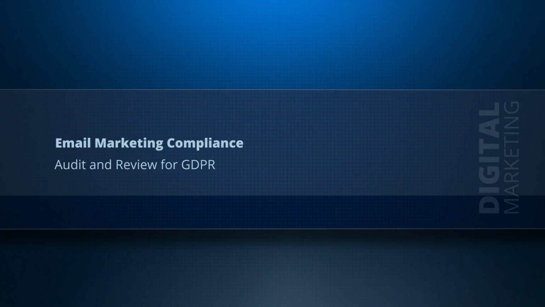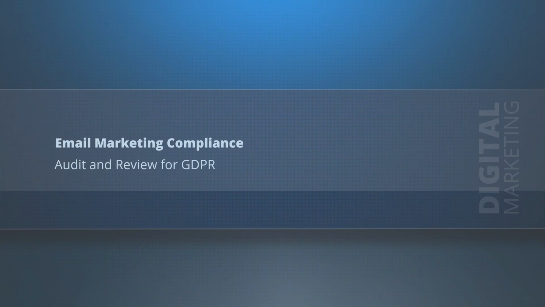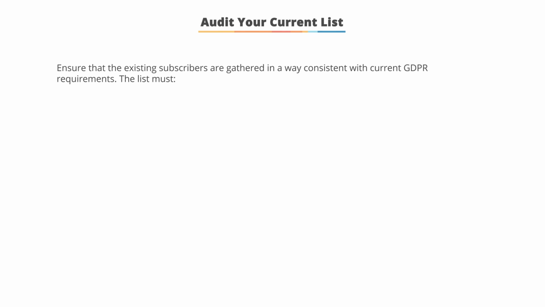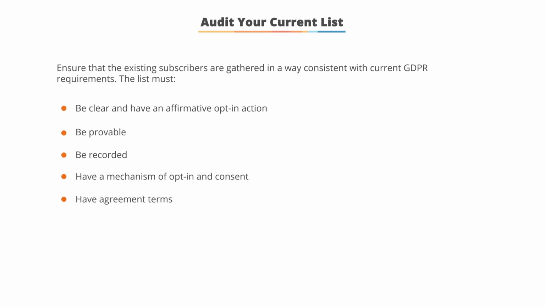So, what are the actions that email marketers have to take in the light of these regulations? The first step is to audit your current list. You'll need to ensure that your existing list of subscribers was gathered in compliance with GDPR requirements. You don't always need to get reconsent if you can already show consent. Your current list must show a clear and affirmative opt-in action, and this must be provable, either with an existing form or a screenshot of the past form. This consent must also be recorded along with the terms of the agreement.